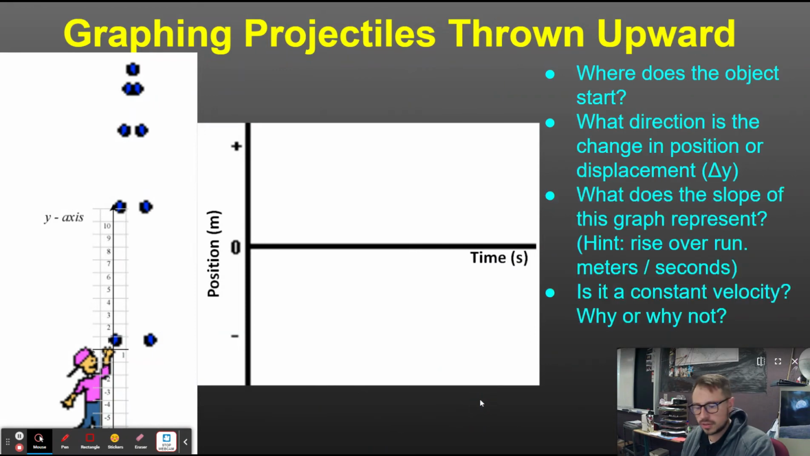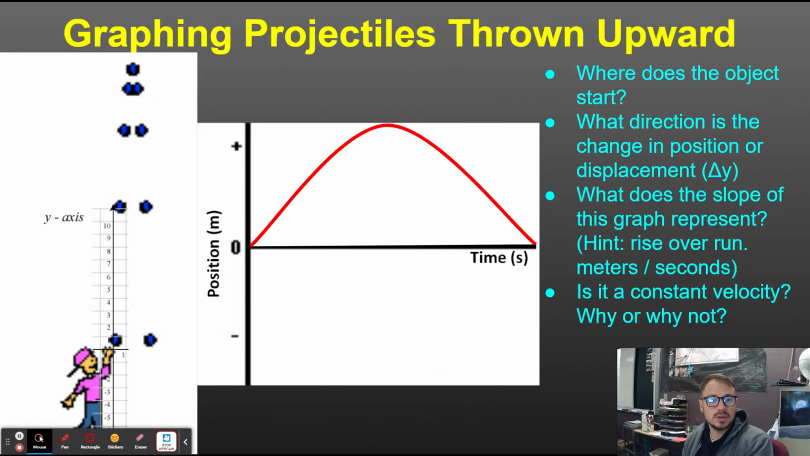So now let's take a look at the graphs of this, right? So this was the position versus time graph. The slope of the line represents the velocity. So you can see that it's getting to a peak and then it's coming back down. Notice they're mirror images of each other.